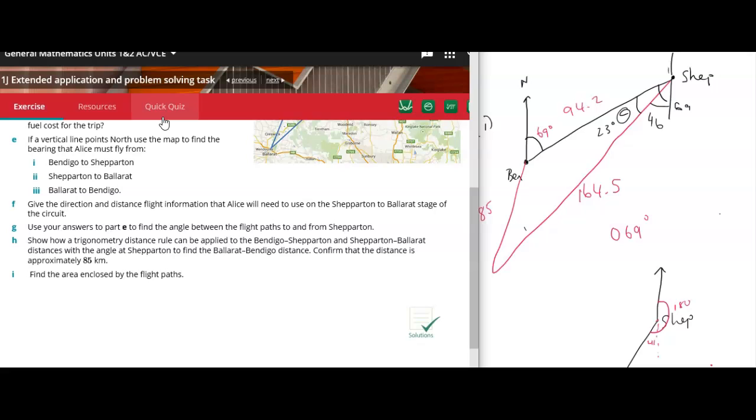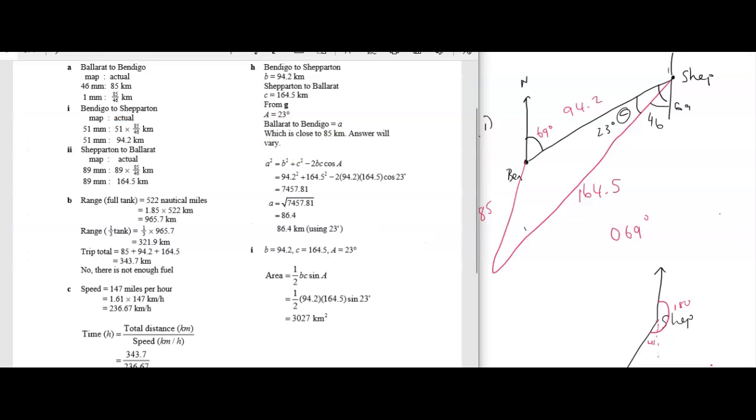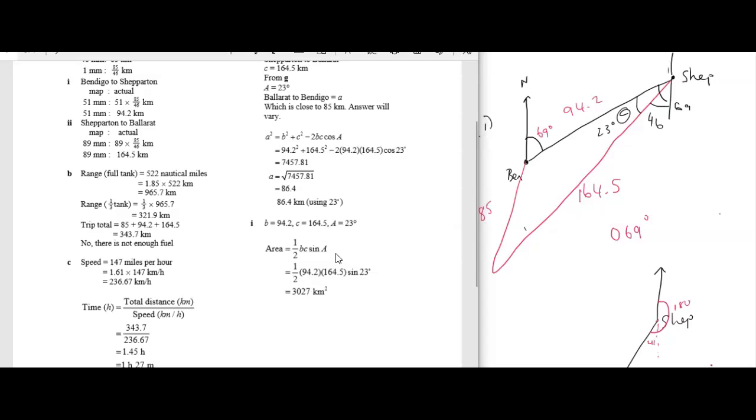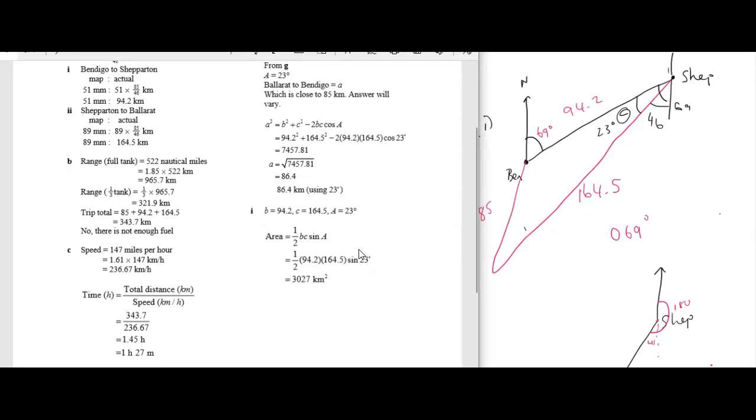Find the area enclosed by the flight paths. Oh, so you'd use Heron's formula. Oh no, what have they used? Oh no, they've not used Heron's formula, they've used the other formula. You could use Heron's formula, but because we know this angle is 23. Okay, so half BC sine A is, so you've got three formulas for the area of the triangle. Half base times height is what you are used to using. And this is quite similar. You're just using the two sides and the angle. So half BC sine A, and there you can have it.